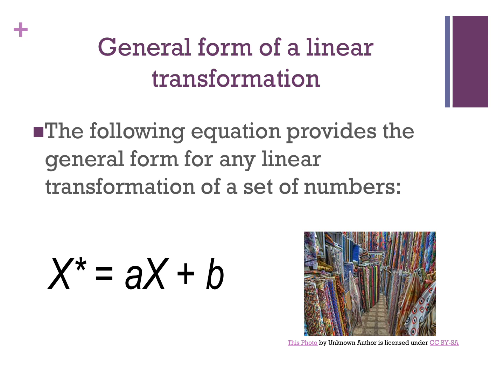This equation reads x star, or x transformed, is equal to a constant a multiplied by x plus a constant b. This equation provides the general form for any linear transformation of a set of numbers.